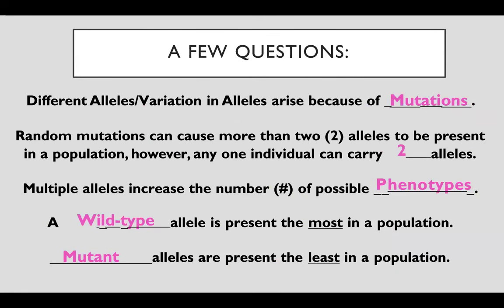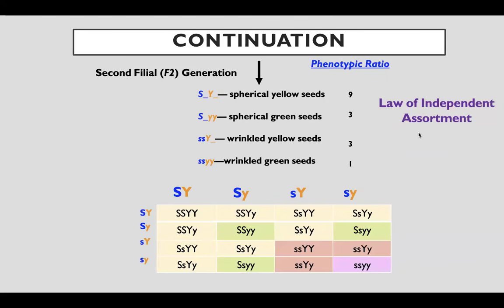And then, in terms of the law of independent assortment, what it refers to is that genes for one trait are not inherited together with another trait. What that means is that just because one gene is dominant does not mean that your other genes associated with it will be dominant. It could be recessive, both can be recessive, etc.